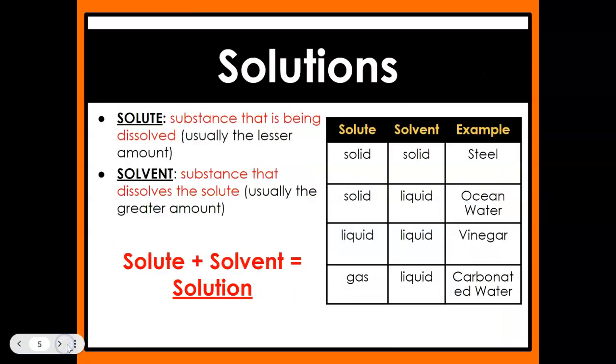So the solute, again, is the substance that's being dissolved, usually in the lesser amount, and then the solvent is the substance that dissolves the solute. So solute plus solvent equals solution. Okay, and there are some examples here in this chart on the right as well.